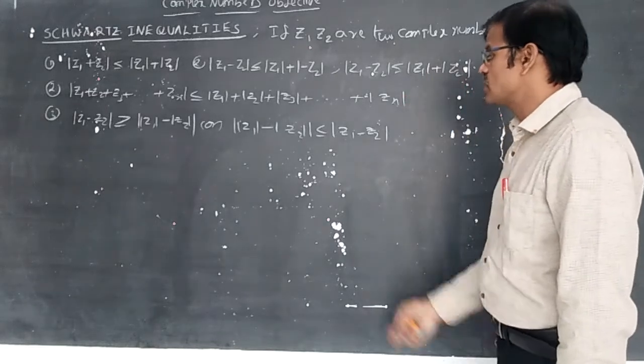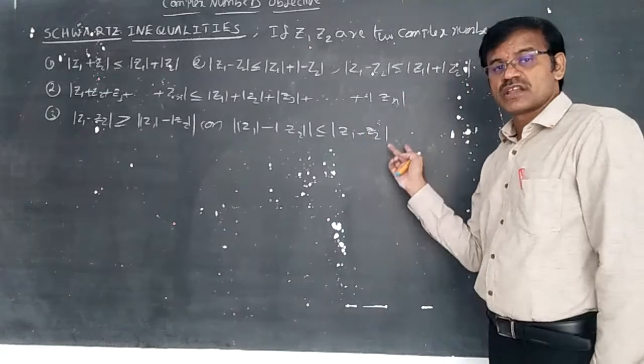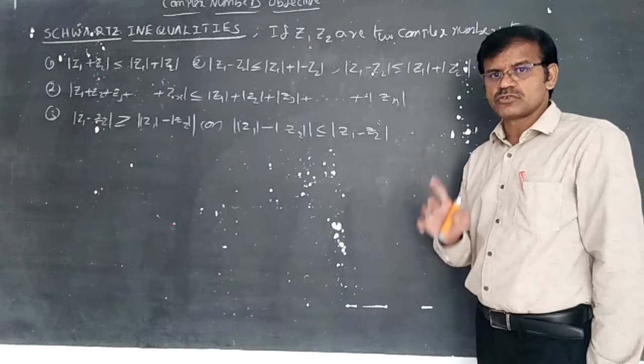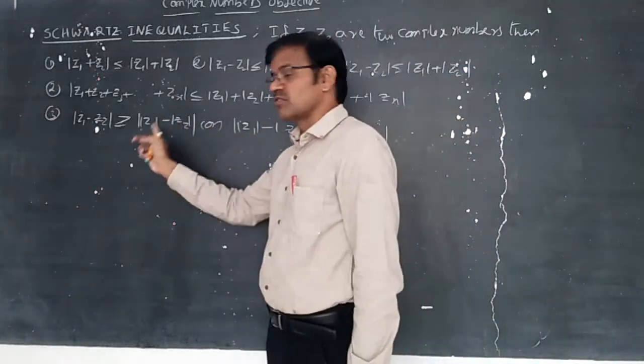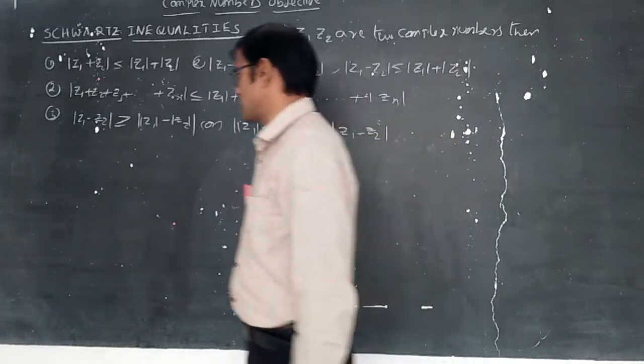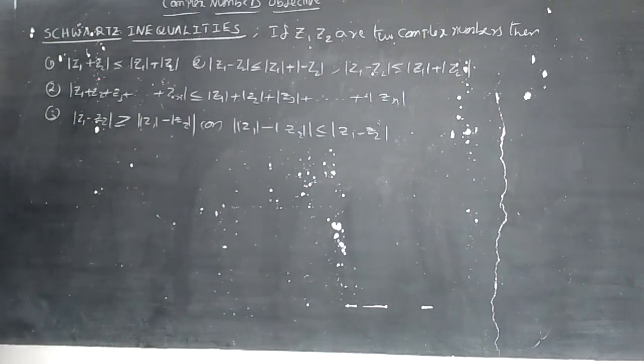This is another formula. Modulus of Z1 minus Z2 less than or equal to modulus of Z1 minus modulus of Z2 is wrong. Modulus of Z1 minus Z2 greater than or equal to modulus of Z1 minus modulus of Z2 is right.